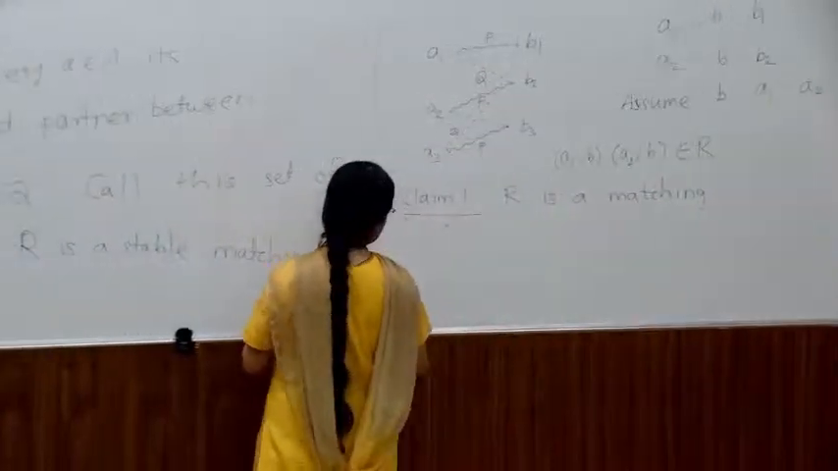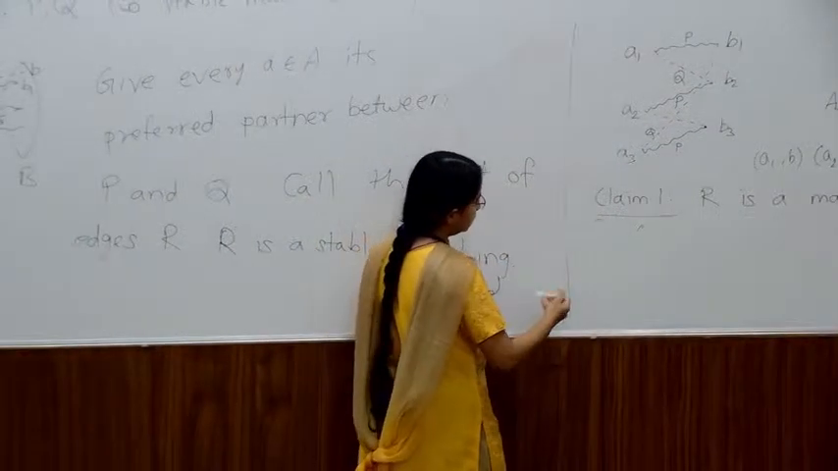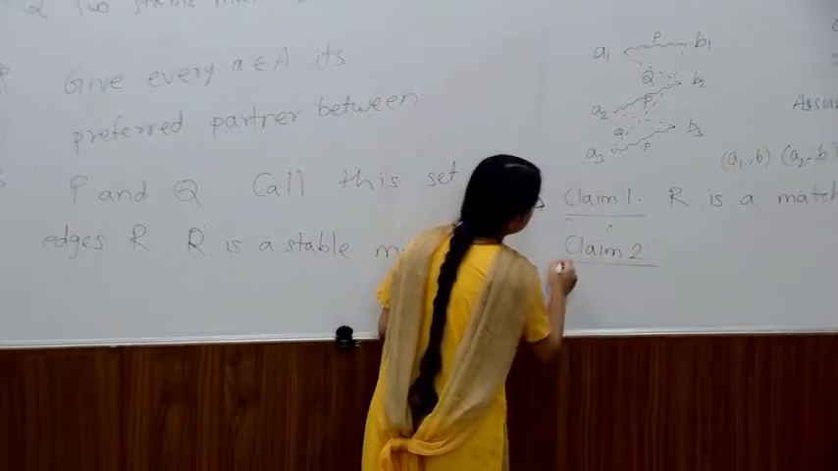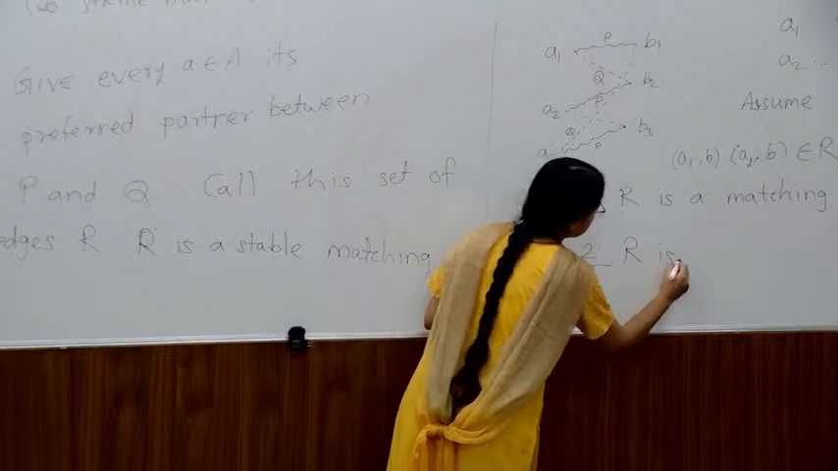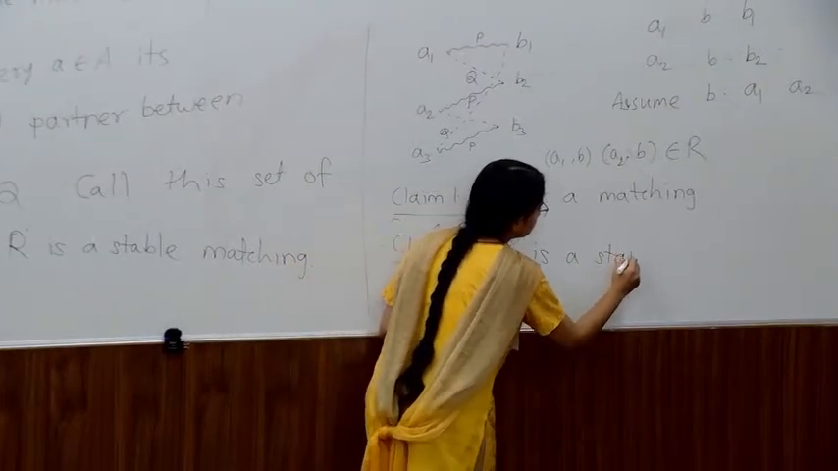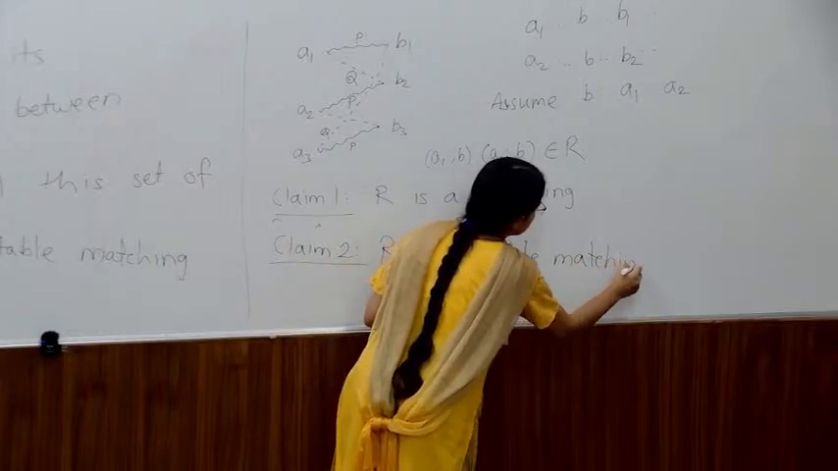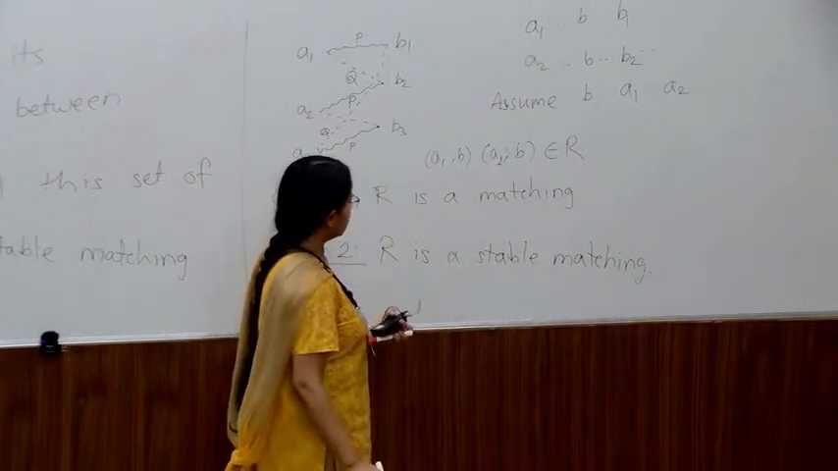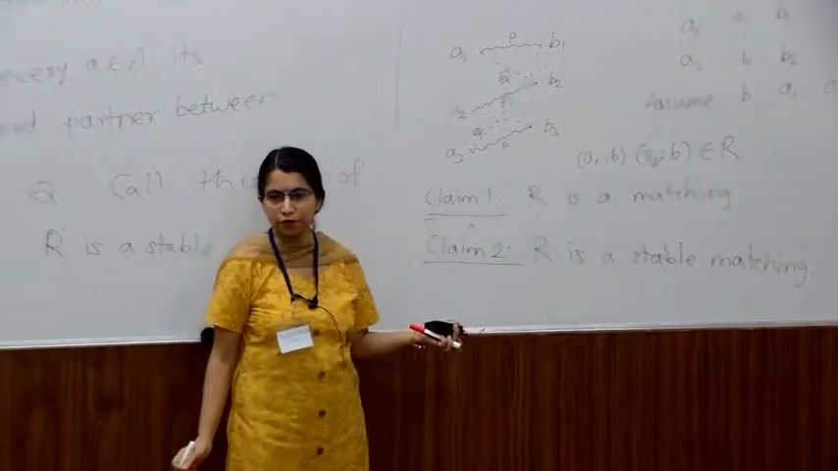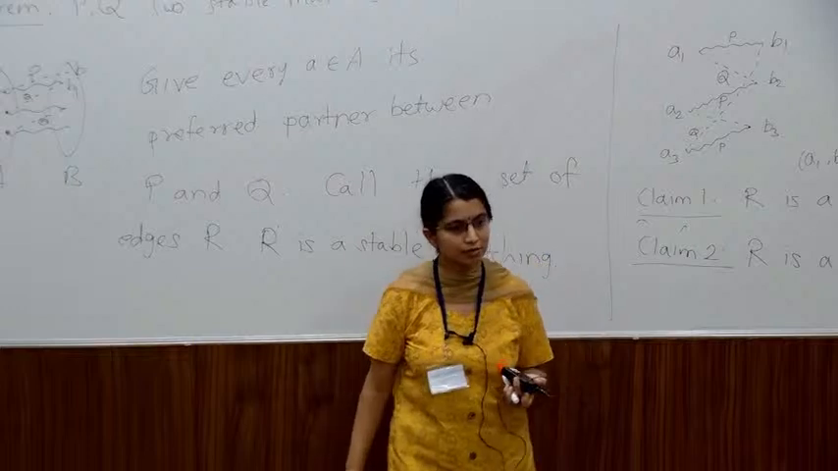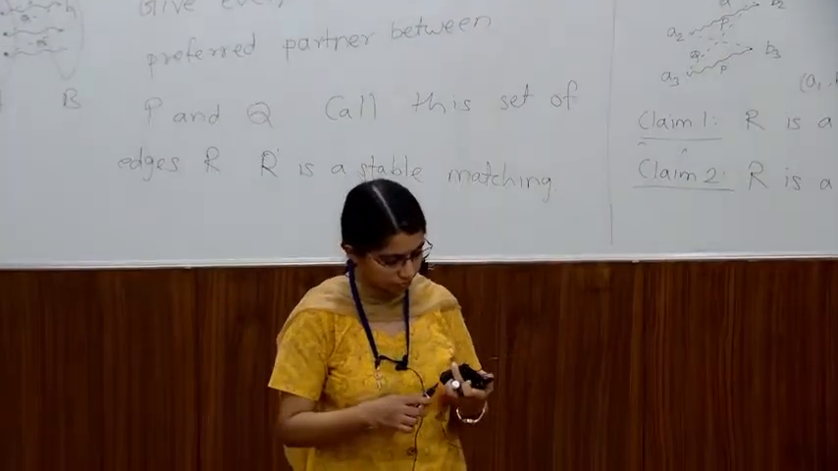So I will write the second claim. We want to prove now that R is a stable matching in fact. Again, for the sake of contradiction, assume that it is not a stable matching. Yeah, sorry. Must be the way we proved that R is a matching.